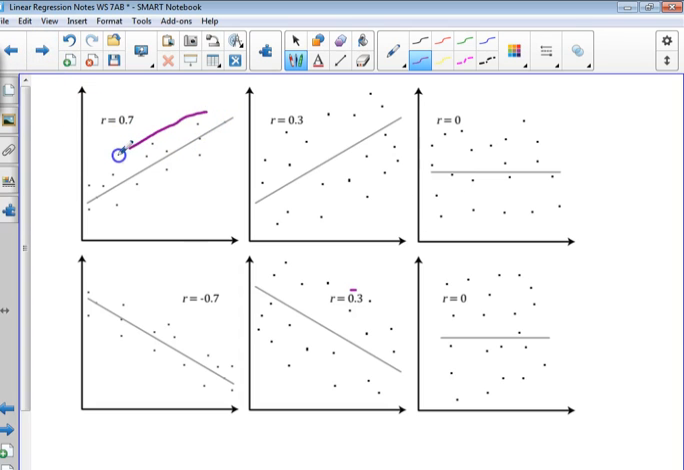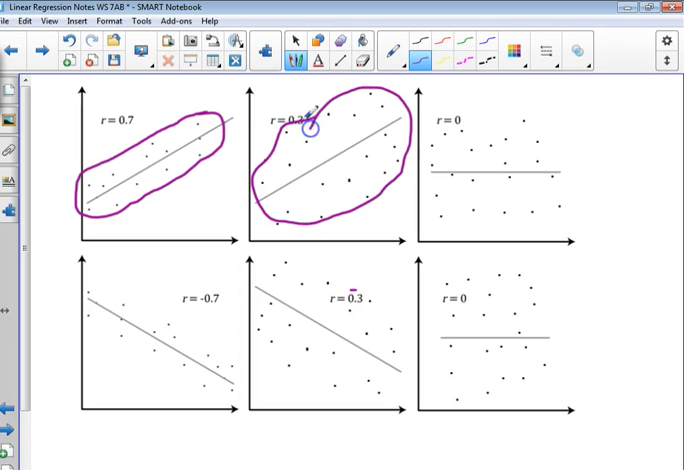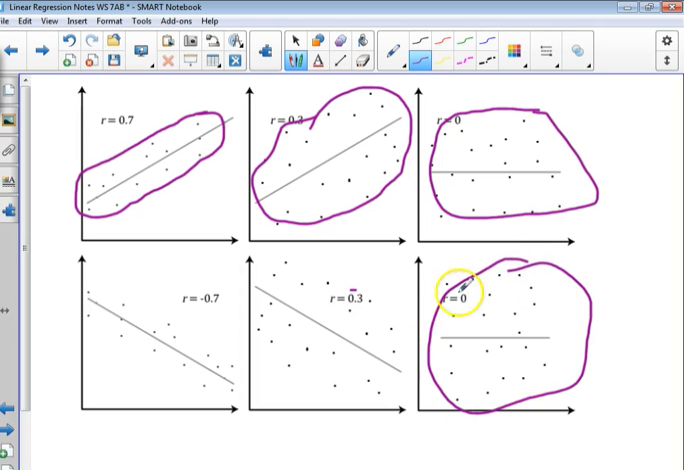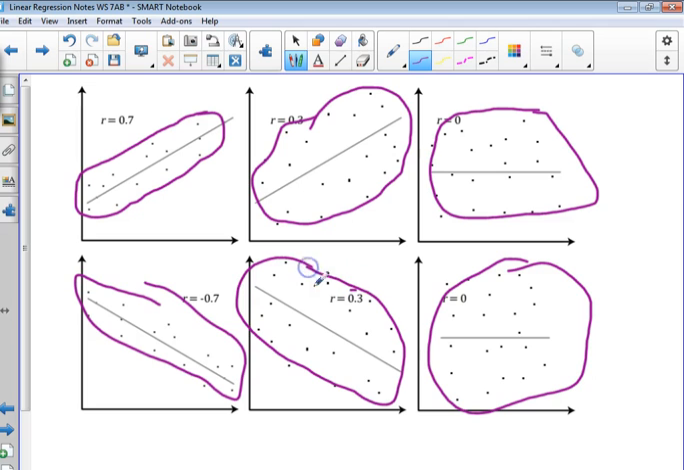So this is roughly a 0.7 because he's kind of wide around here. The fatter our little blob gets when we circle all these, the weaker the correlation. This one's 0.3. This one says 0 because in order to get all those, I basically get a big circle, both of those. This is a negative 0.7 and a negative 0.3 because it's pretty weak. They're all around the place.